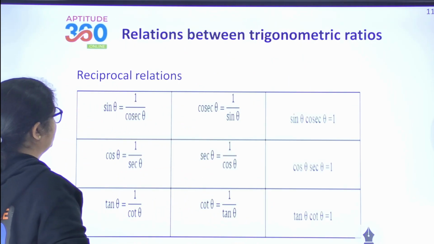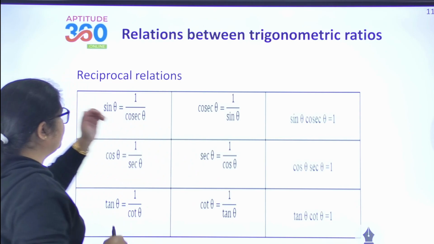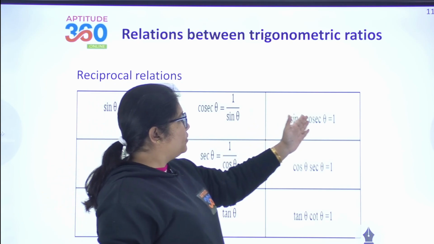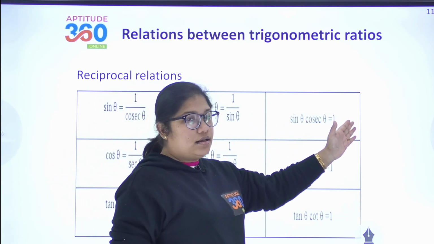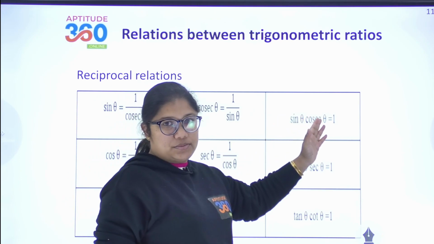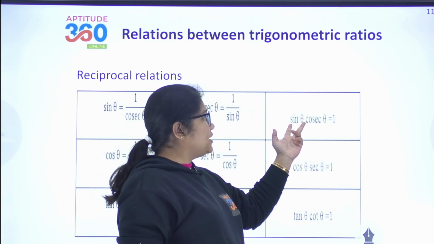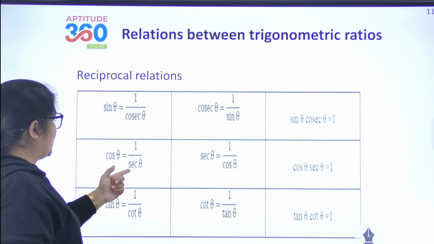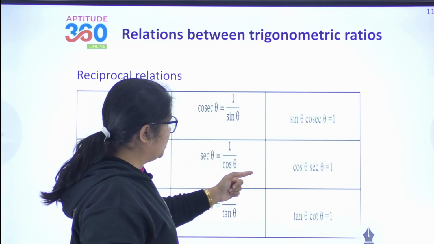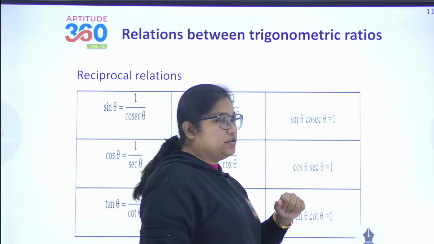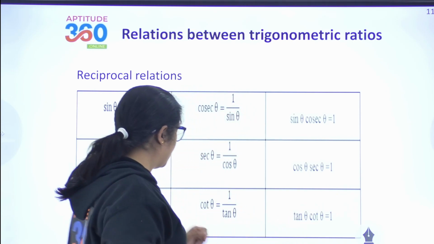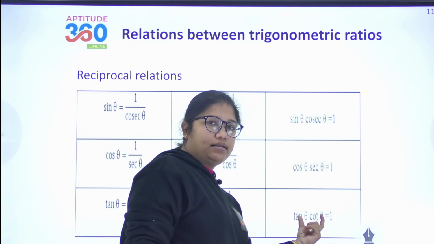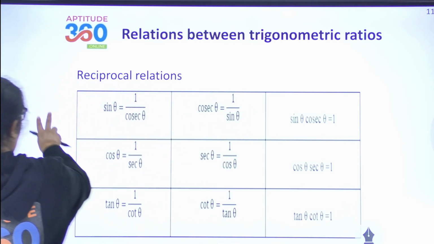So always remember the steps. This we have already studied. Again, reciprocal relationships. Cosec and sine have reciprocal relationships. That means if I multiply sine theta into cosec theta, you will get 1. Cos theta and sec theta are reciprocal of each other. So when you multiply cos theta into sec theta, you get 1. Tan theta and cot theta are reciprocal of each other. So when you multiply tan theta with cot theta, you get 1.